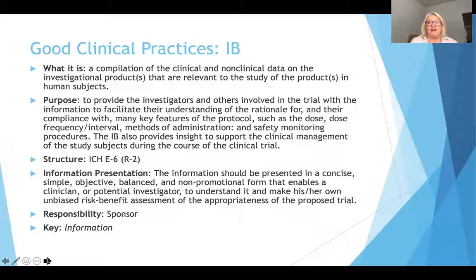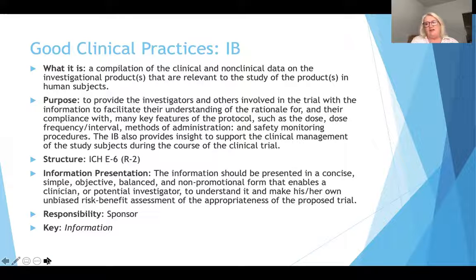The purpose is to provide, as I indicated, the investigators and others involved in the trial with the information to facilitate their understanding of the rationale for the many features of the protocol, such as dose, frequency, intervals, methods of administration, safety monitoring, etc. It also, as I indicated, provides insight to support the clinical management of study subjects during the course of the clinical trial. I like the structure that's identified in the ICH E6 because it's very well organized and it provides detail about each section and what should be in there.